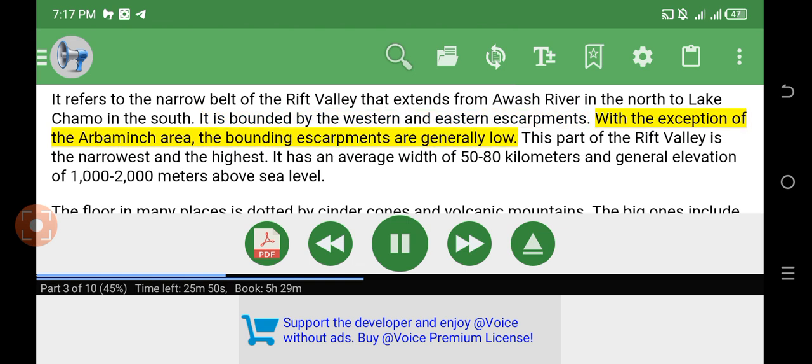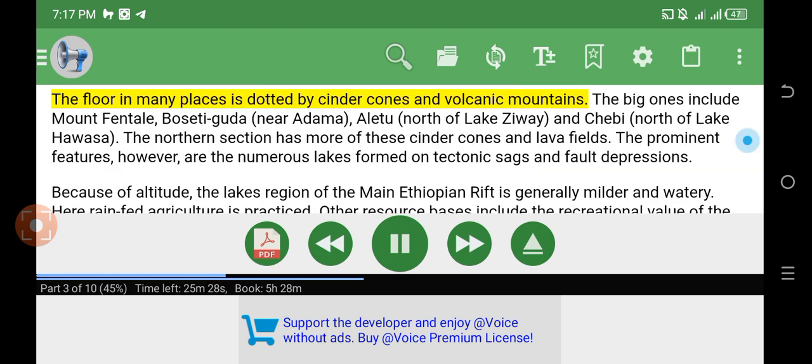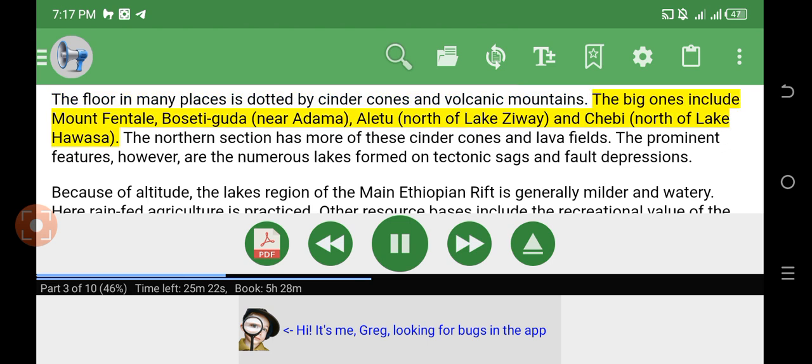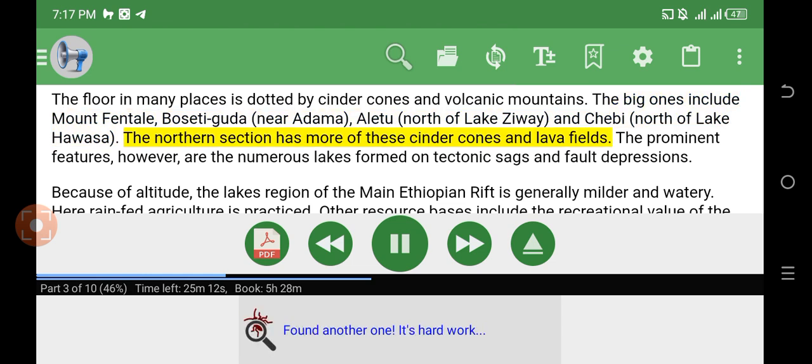It has an average width of 50 to 80 kilometers and a general elevation of 1,000–2,000 meters above sea level. The floor in many places is dotted by cinder cones and volcanic mountains. The big ones include Mount Fentale, Boseti Guda near Adama, Alutu north of Lake Zeway, and Chebi north of Lake Hawassa. The northern section has more of these cinder cones and lava fields. The prominent features, however, are the numerous lakes formed on tectonic sags and fault depressions.